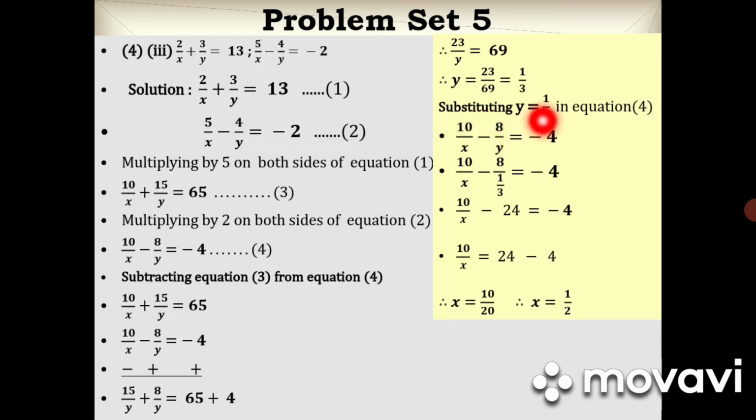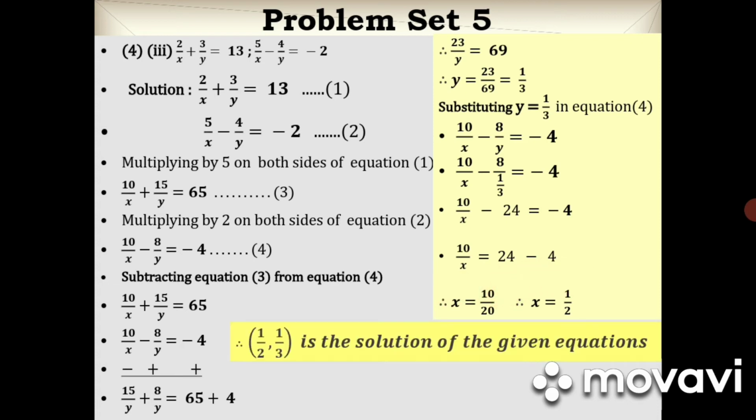Substituting y is equal to 1 upon 3 in equation 4, 10 upon x minus 8 upon y is equal to minus 4. Therefore, 10 upon x minus 8 upon 1 upon 3 is equal to minus 4. Therefore, 10 upon x minus 24 is equal to minus 4. Therefore, 10 upon x is equal to 24 minus 4. Therefore, x is equal to 10 upon 20. Therefore, x is equal to half. Therefore, half, 1 upon 3 is the solution of the given equations.